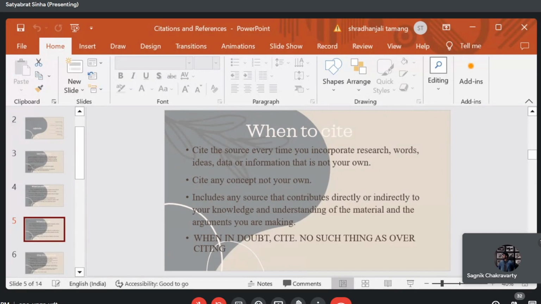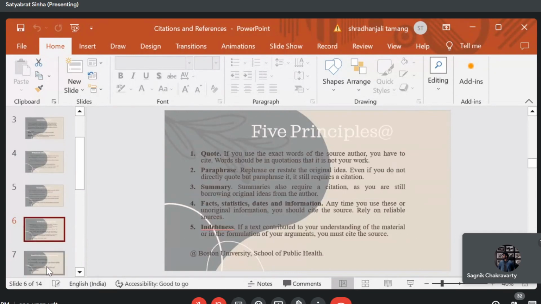So generally, we say that you should cite every piece of information. You should cite the source every time you incorporate some idea, some data, some information, or any concept which is not your own. And all this would include, in certain ways, even ideas that directly or indirectly started your own search for knowledge or understanding of the material. So whatever is not yours, you should cite.